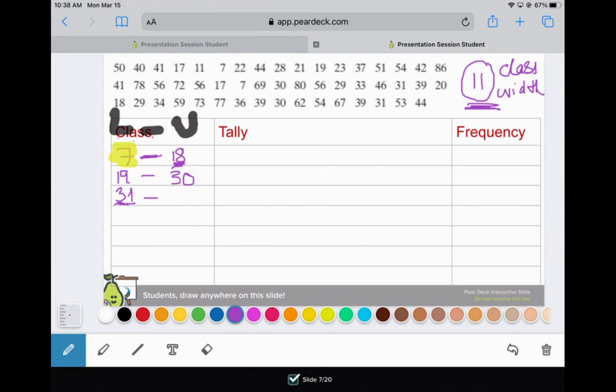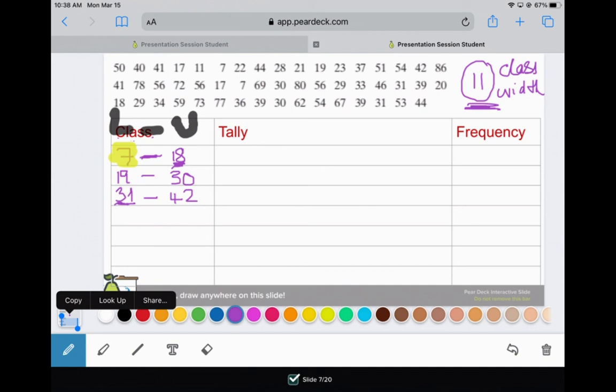Okay, to get to my upper limit, what do I do if I have 31? Yes, I'm going to add 11 to 31. So go ahead and add that. 31 plus 11 would give me 42. So we're going to continue to do it. We need 7 classes. We have 3 so far. We're going to do 4 more.